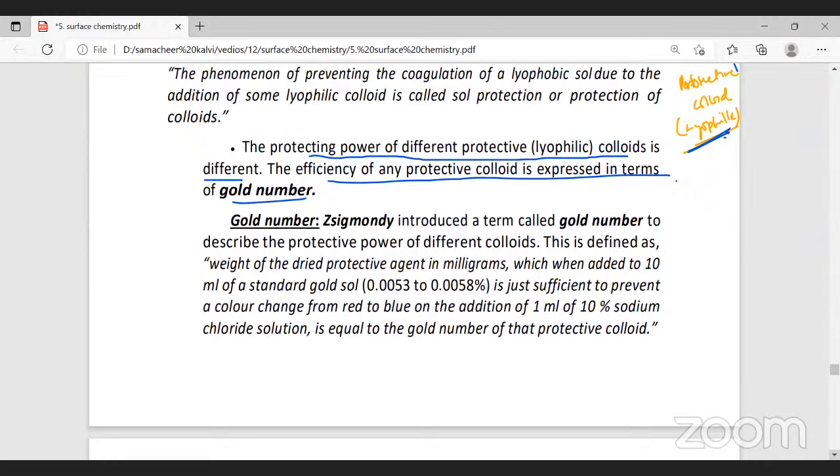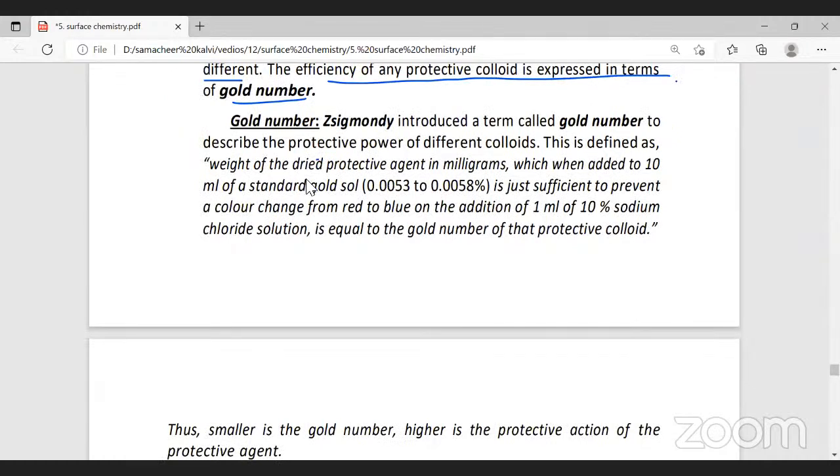This gold number describes the protective power of different colloids. It is defined as the weight of the protective agent in milligrams which, when added to 100 ml of gold sol, is just sufficient to prevent a color change from red to blue on addition of 1 ml of 10% sodium chloride solution, and that is equal to the gold number.